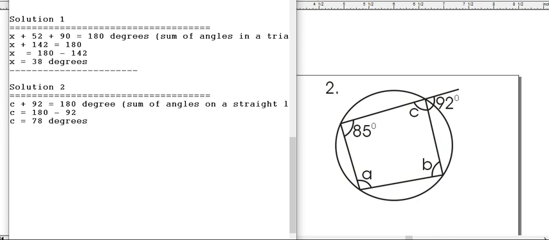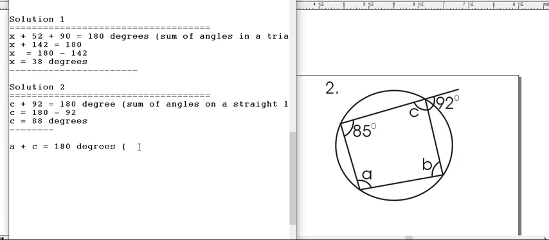degrees. So having calculated our C as 78, we move to A. We should remember that A plus C is also equal to 180 degrees from our theorem. 88 degrees. Okay, this is 88 degrees.